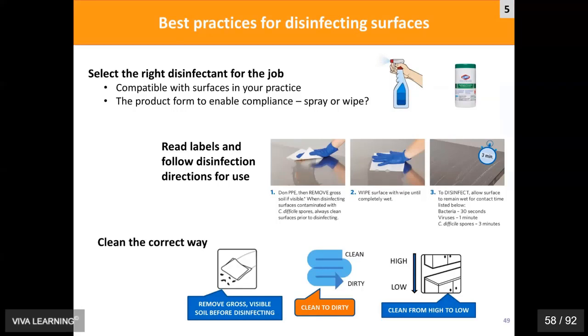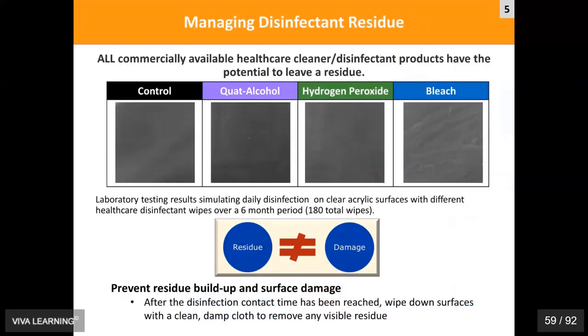Again, select the right disinfectant by reading the label. And that means reading the instructions on the bottle for how to use it, how long it should be in contact. Don't forget, too, that there's not a perfect product that doesn't leave some residue. So, if you're concerned about surface residue based on reading what the disinfectant will do, don't forget, after that contact time has been reached, you can wipe down the surfaces with a clean, damp cloth.